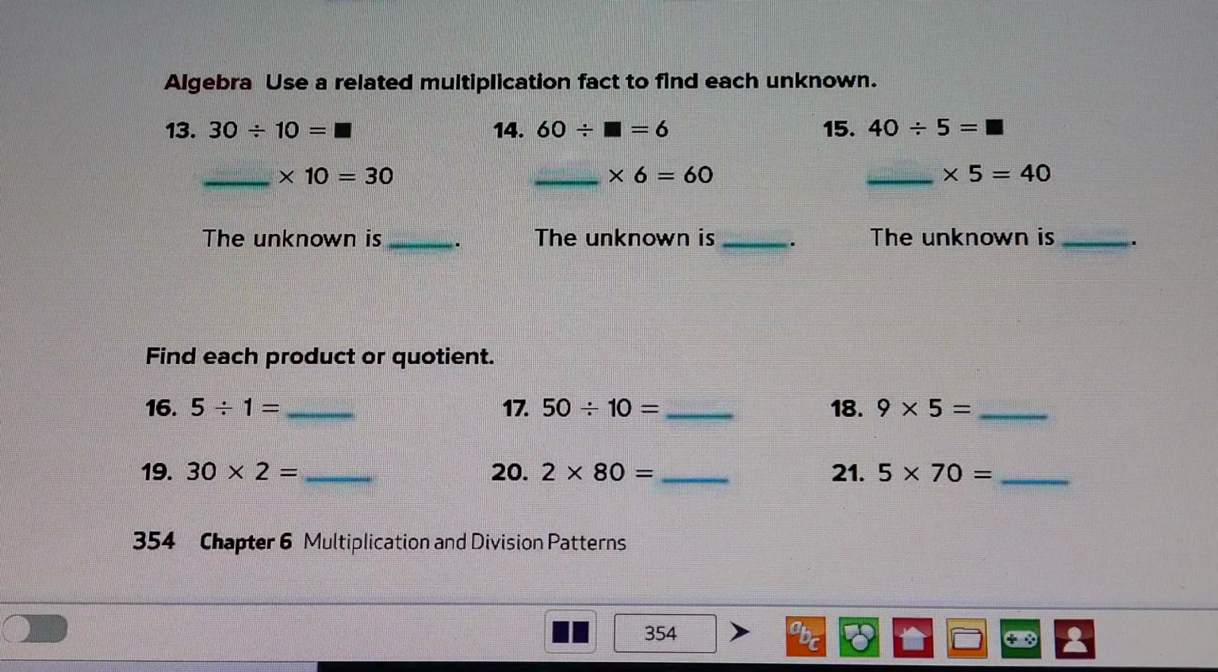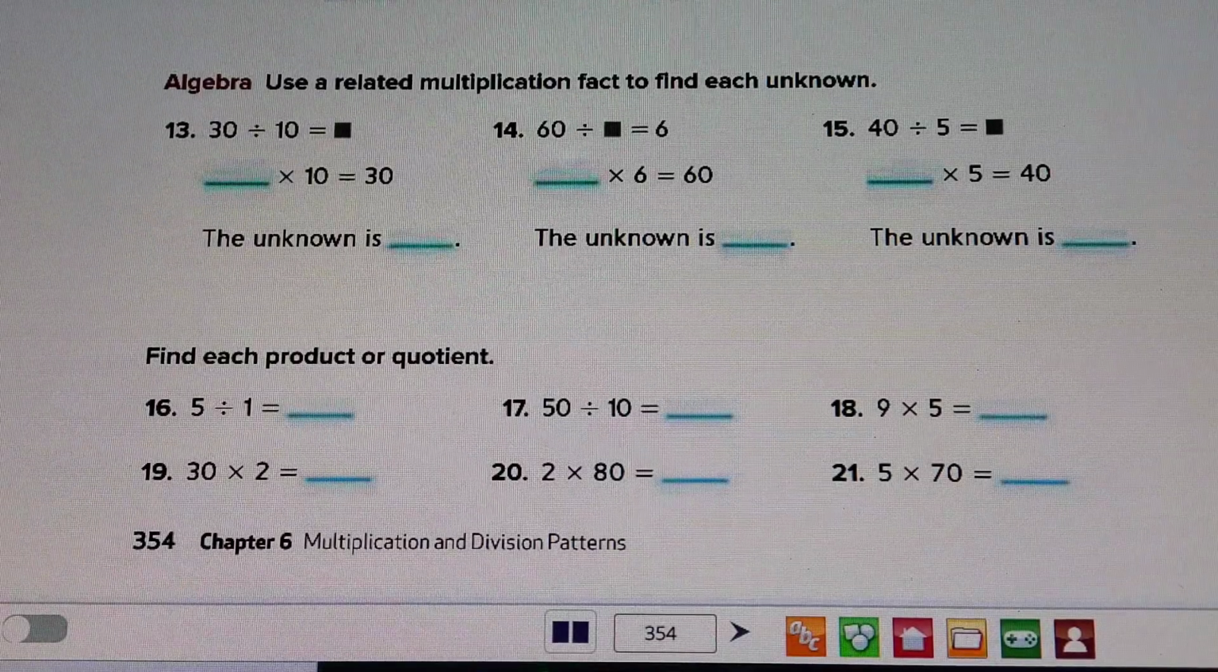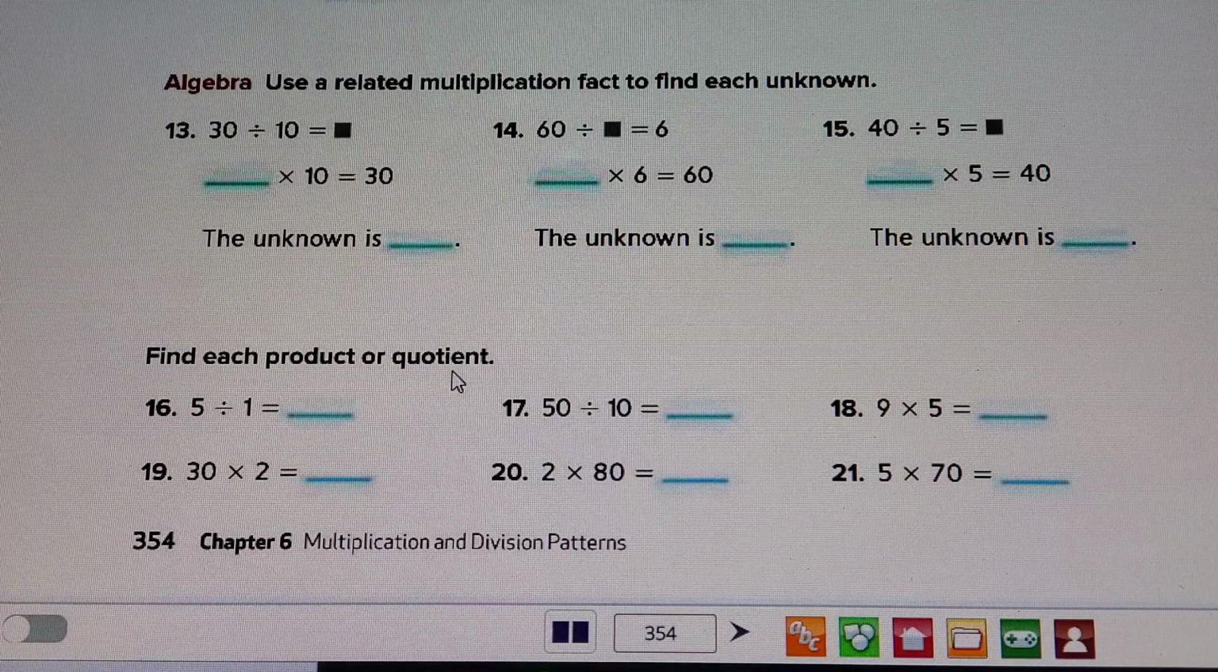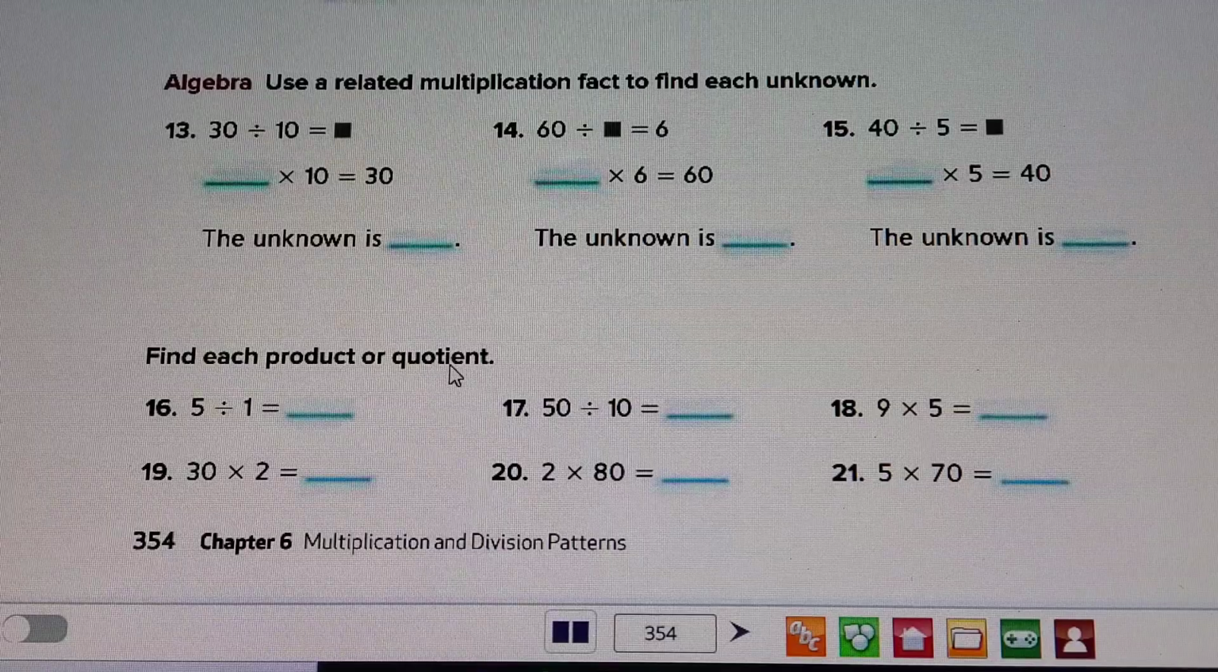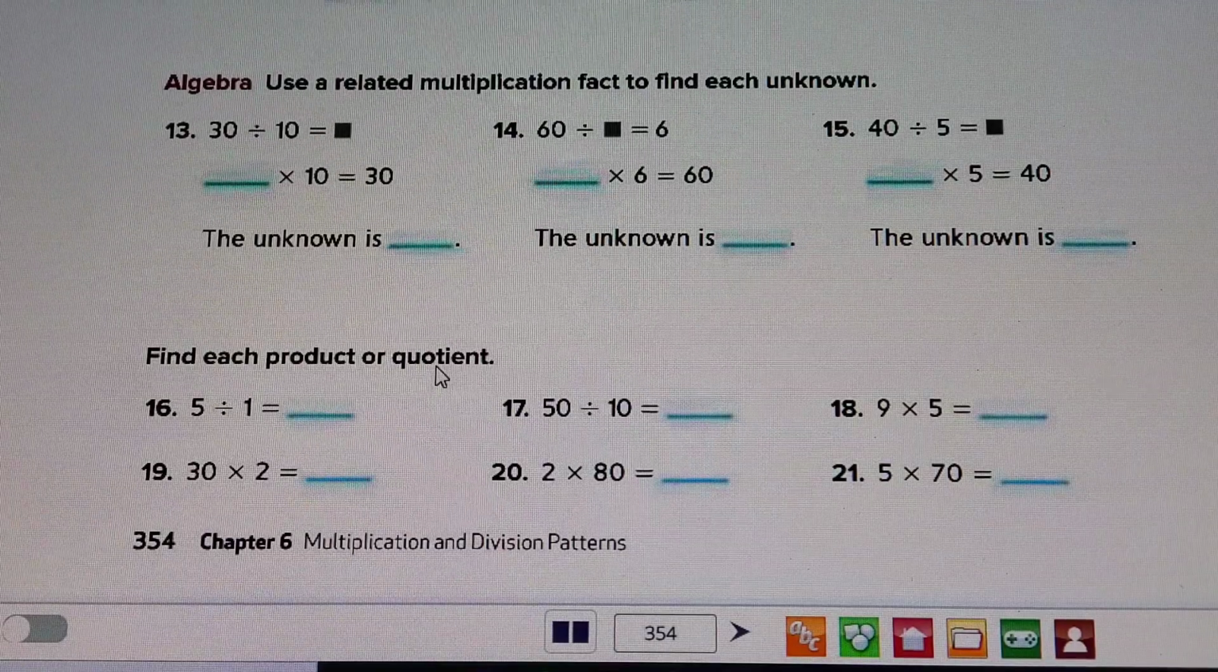Find each product or quotient. Quotient is the answer in division. You can use your multiplication chart for division.